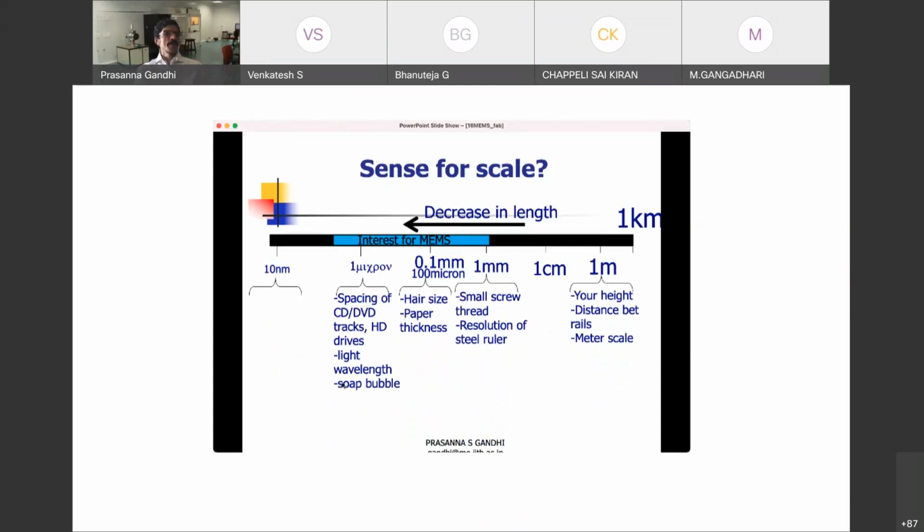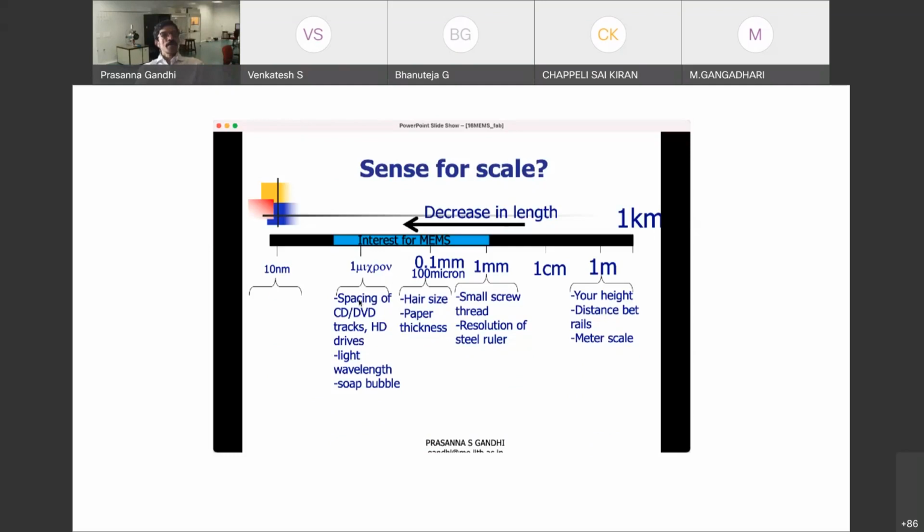the spacing of CD-ROM drive tracks in the practical, non-natural kind of world. We have CDs. You all have seen CD drives and DVD drives and hard disk drives. So the track spacing is less than a micron nowadays. Okay, so you have this Blu-ray optics coming. In that it is less than 1 micron. Normally it is 1.6 microns kind of a spacing of the tracks.